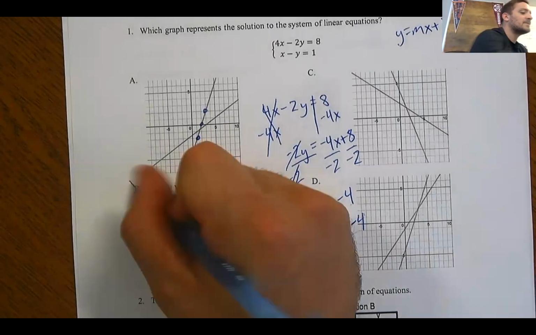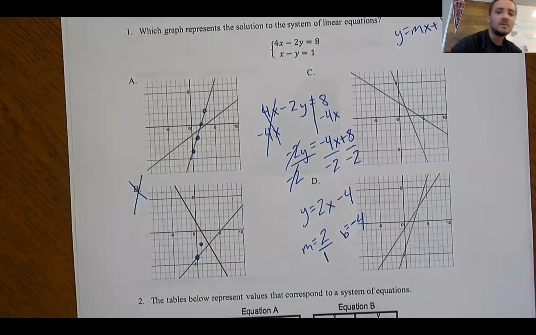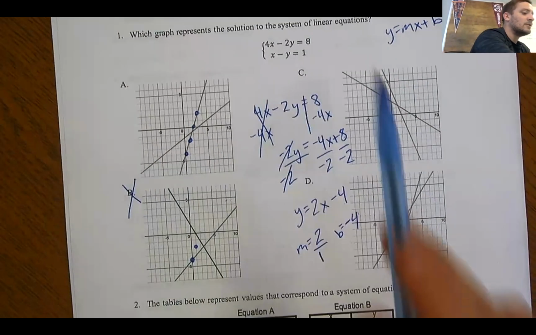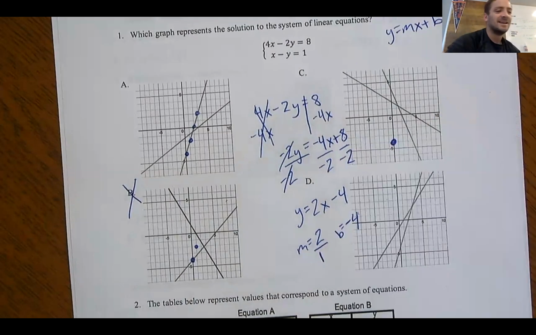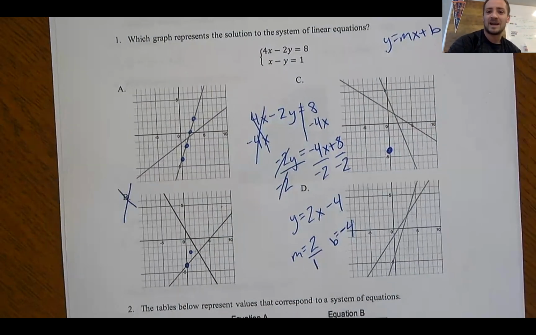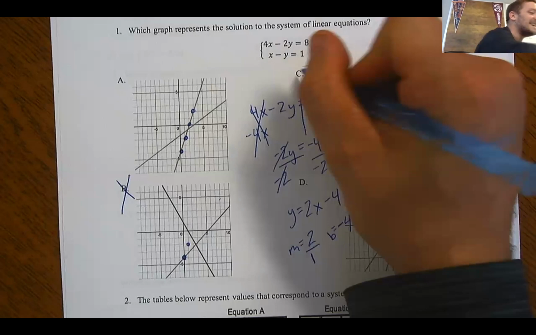So answer choice B is automatically out. What about answer choice C? Well, let's graph our equation. We have a y-intercept at -4. Wait a second. Neither of those lines go through -4. So answer choice C is out.